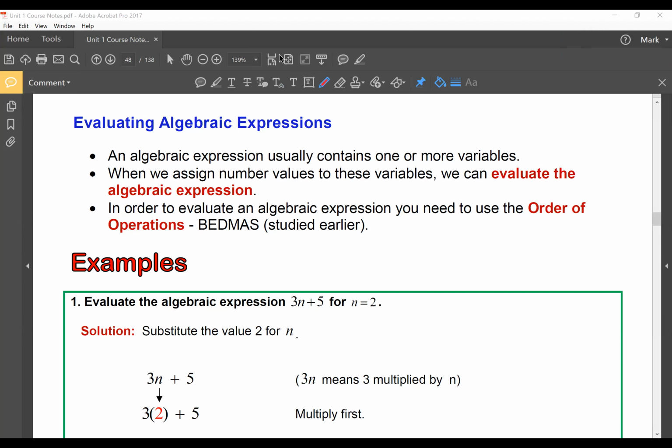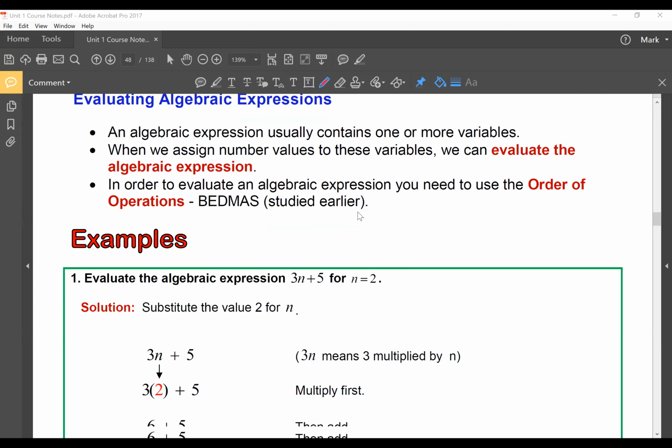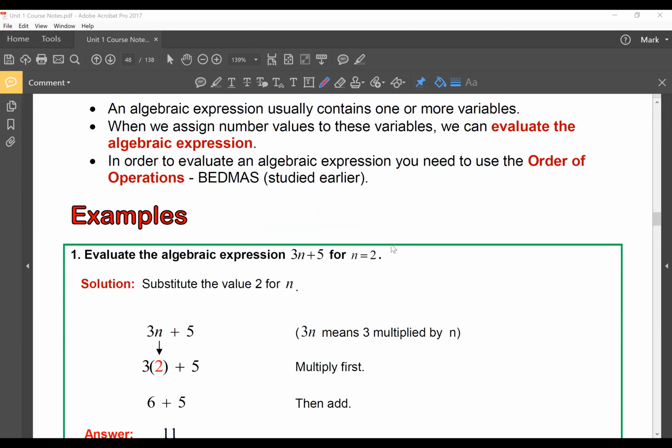Because we are going to look at evaluating algebraic expressions. Evaluating typically means, I don't want to say solving, but putting a number in and getting an answer. It's different than an equation, is what I'm saying. But I could give you an algebraic expression. There's an example right here, 3n plus 5. We would call that an algebraic expression, not an equation.